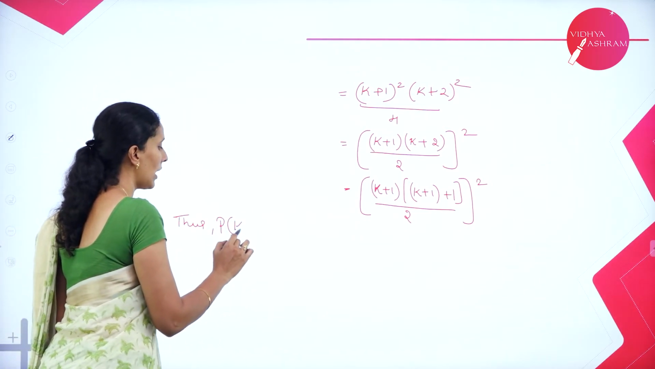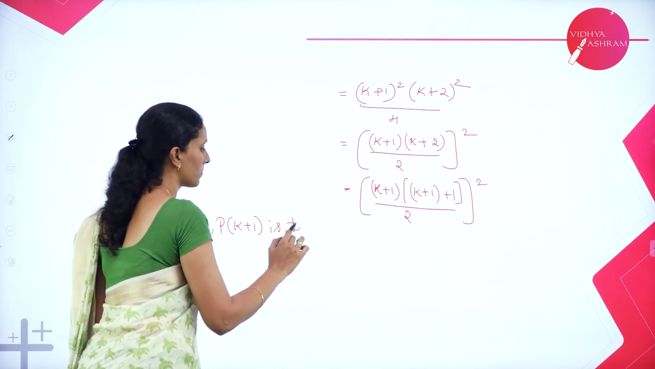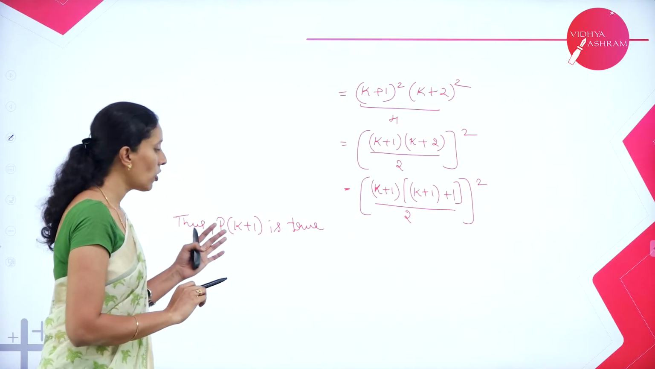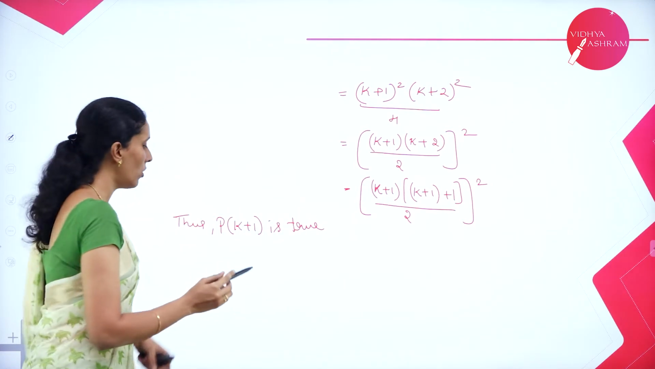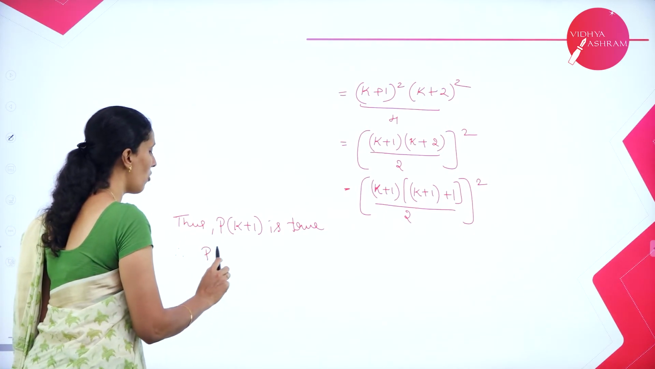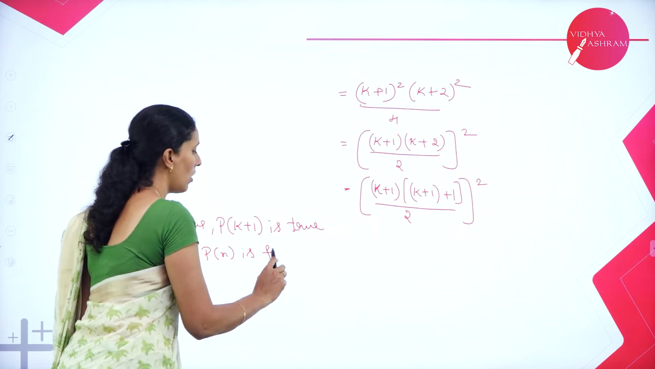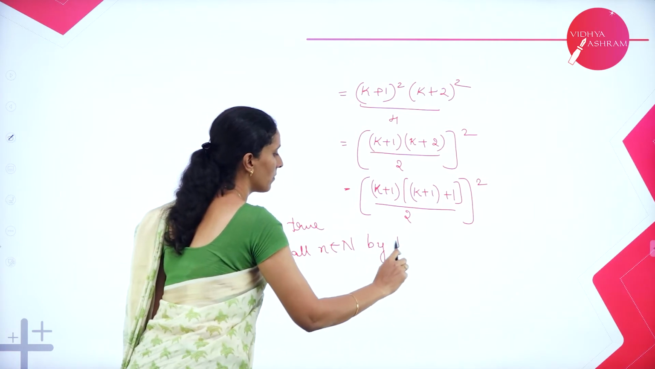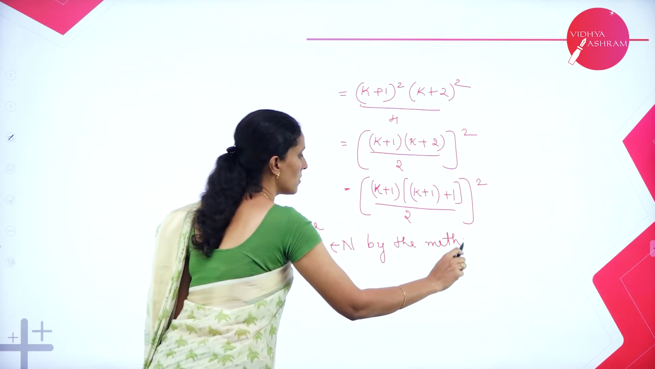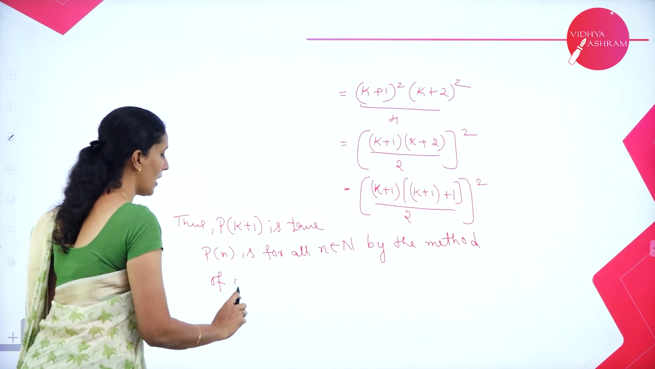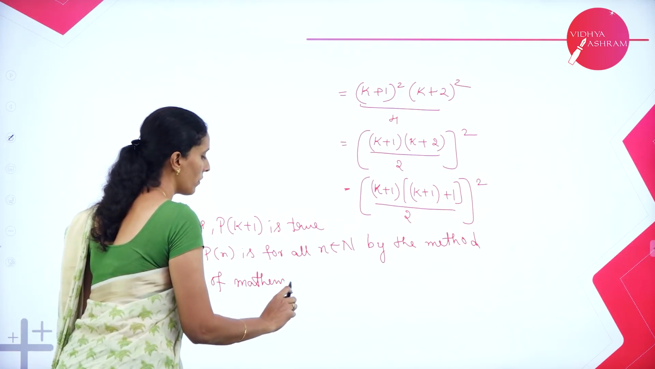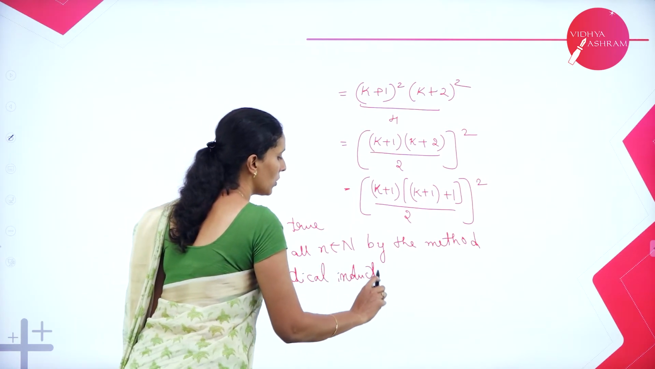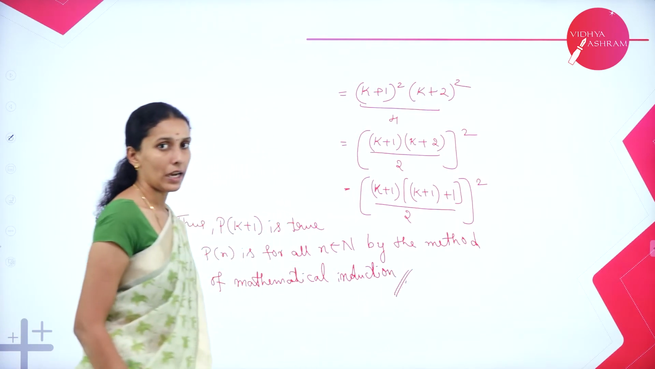P of k plus 1 is true. So P of 1 is true, P of k we have assumed as true, and therefore we got P of k plus 1 is also true. So what we can conclude is that P of n is true for all values of n by the method of mathematical induction. This is how we have to conclude the statement, that we have proved the statement using mathematical induction.